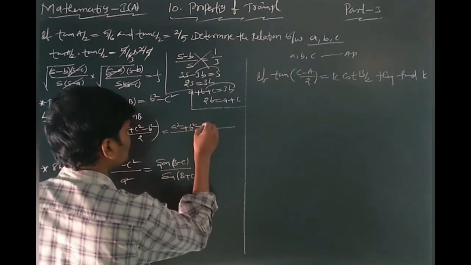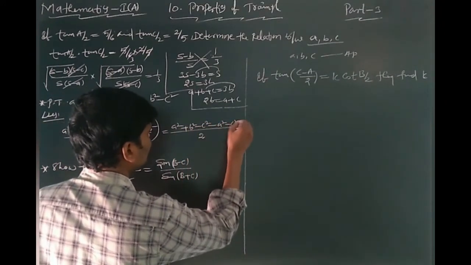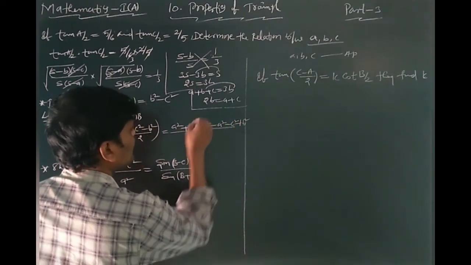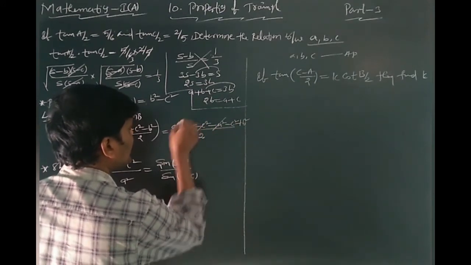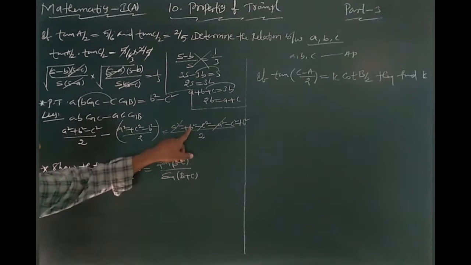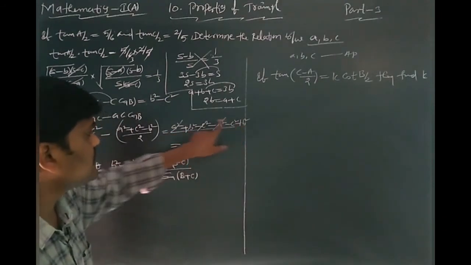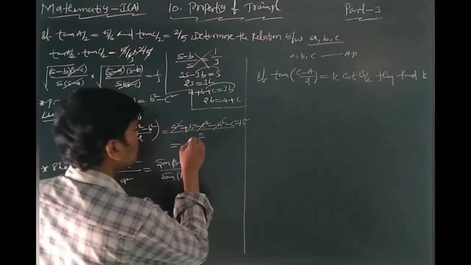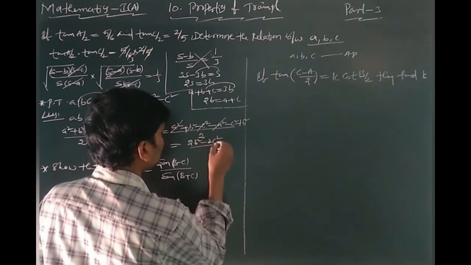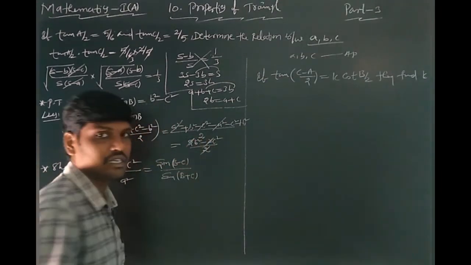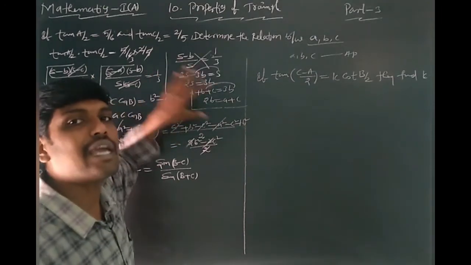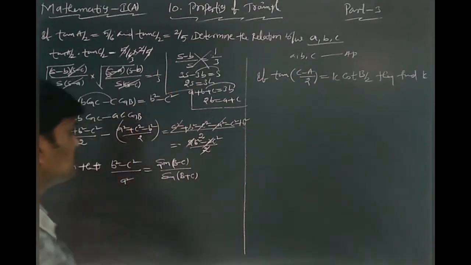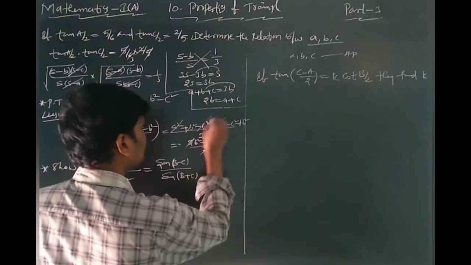a square plus b square minus c square minus a square minus c square plus b square. Here b square, here c square. a square gets cancelled. You get what, friends? b square plus b square is 2b square, minus 2c square, by 2. The 2 gets cancelled. You get b square minus c square. This is a hint for the second problem. After that, this c square is not cancelling.